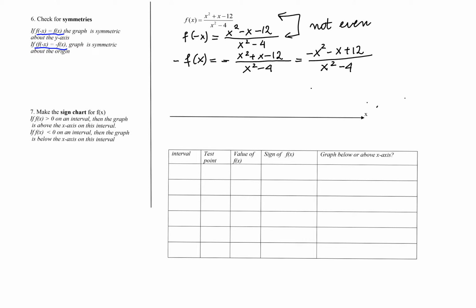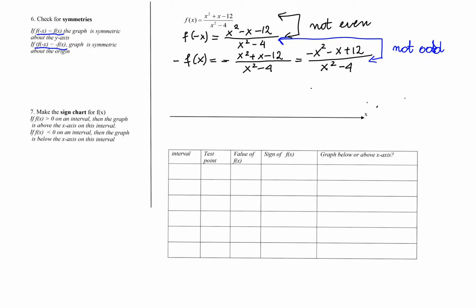And if I compare f of negative x with this formula for negative f of x, I see that they are not the same, and therefore the function is not odd, and there is no symmetry with respect to origin. So there is no symmetry for the graph of our function.